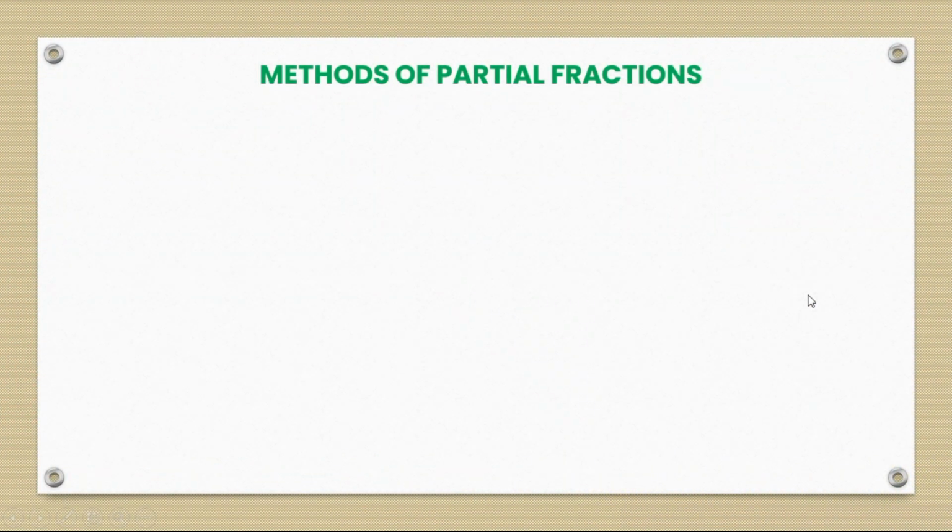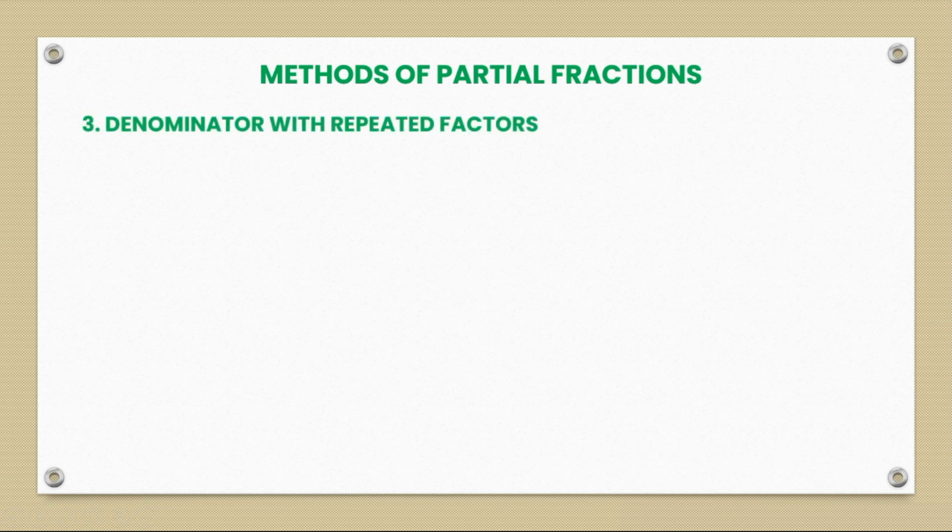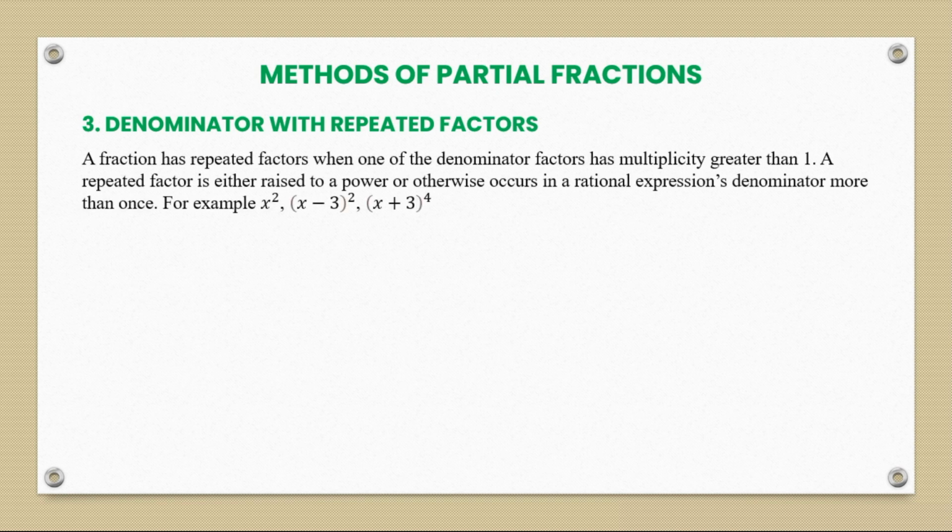Alright, so we move on to another method of partial fractions. Today it's going to be the third one: those that have a denominator with repeated factors. A fraction has repeated factors when one of the denominator factors has multiplicity greater than 1.